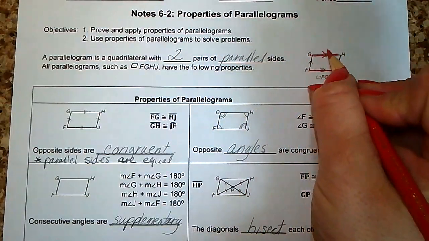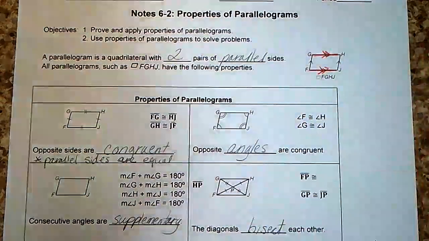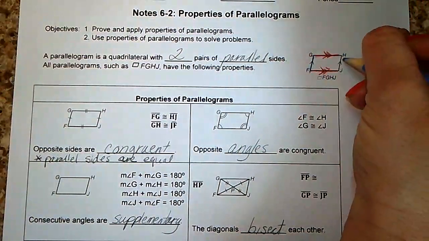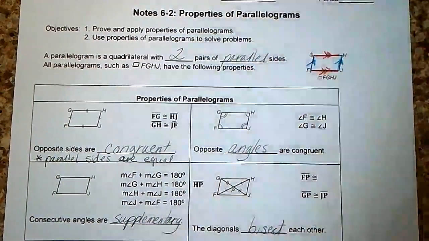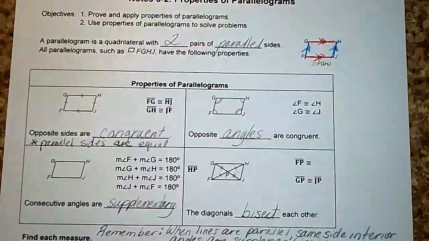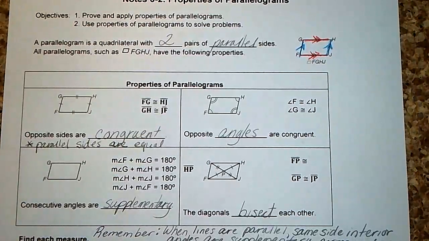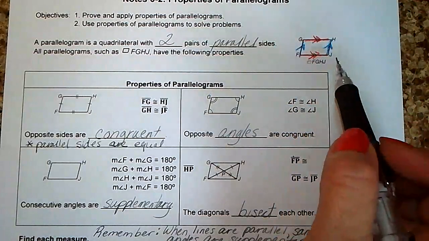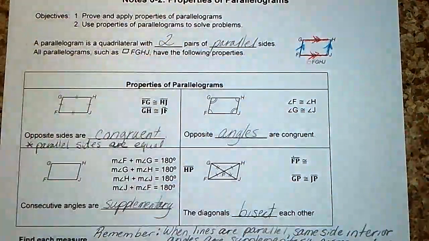As you can see, these are labeled with the arrows to indicate that they are parallel. Likewise, this pair is also parallel. And of course, remember, that brings up some of our parallel line properties, right? We're going to have certain things in here that we're going to see based off of the fact that these lines are parallel. All right, let's take a look at some of the properties.